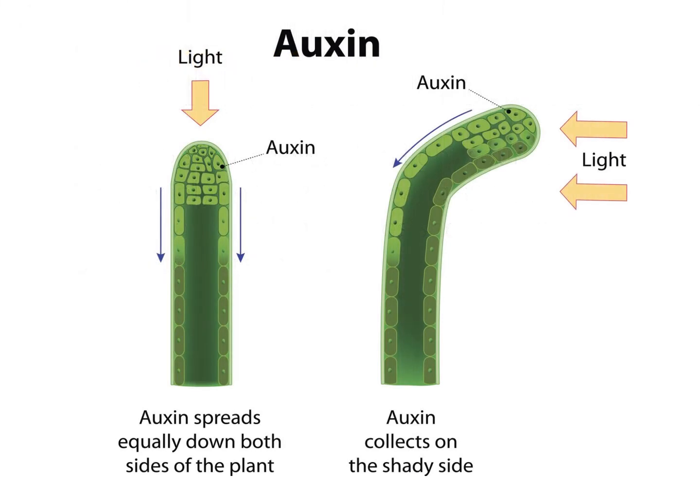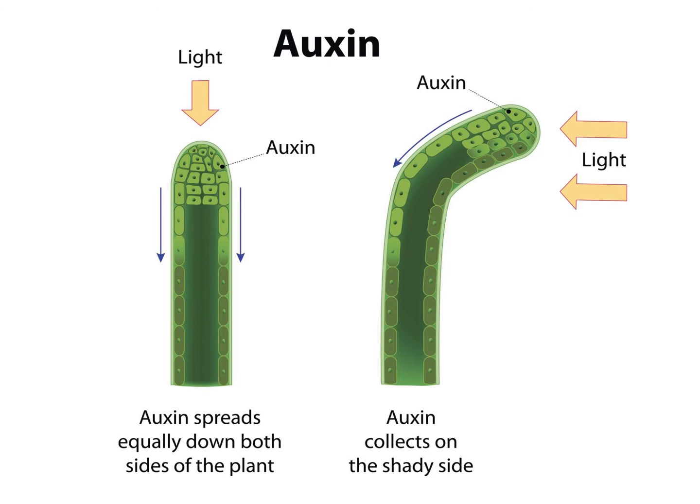All right, in this picture, you're looking at two shoots. Remember, we defined a shoot as being a young stem with leaves. Well, these are shoots, but they just don't have any leaves on them. If you look at the shoot on the left, that shoot is illuminated by a light source from above. So the light is sort of evenly spread over the surface of the shoot. There's a hormone that's produced in shoots called auxin. When the shoot is illuminated from above, the auxin spreads equally down both sides of the plant, and the plant more or less continues to grow straight up.